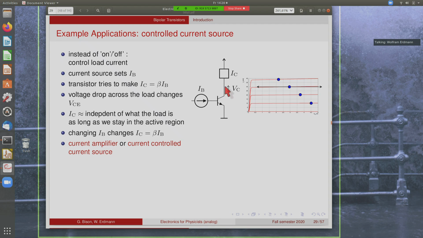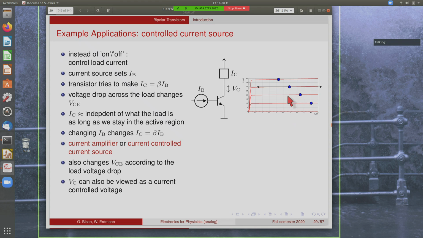This mode can also be used, of course, if you look at this here, the blue points, they represent a changing voltage. So you can also use this as a current to voltage amplifier, because the potential here changes as a function of this current in a basically linear fashion, because it is a good current source. If we put a resistor here, this is a nice current controlled voltage then.